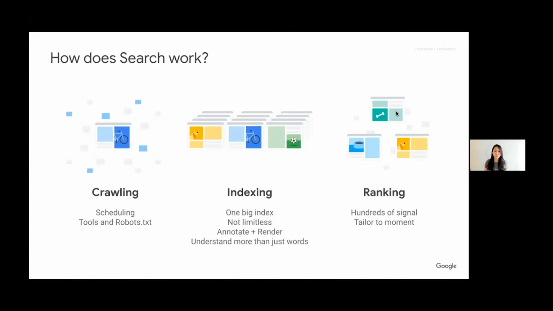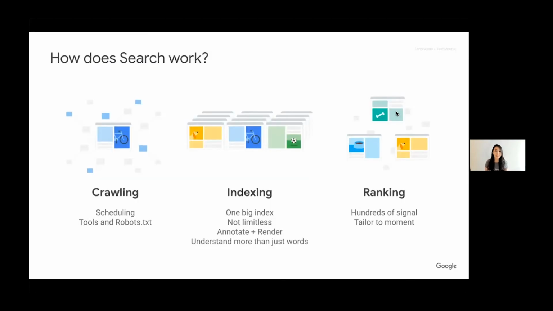In this step, we also try to understand what the page is about and get other information such as how old the page is and what the links going in and out of that page are. We also do rendering. So we try to understand the whole context of the page and the meaning of the whole page instead of just words or keywords on those pages.